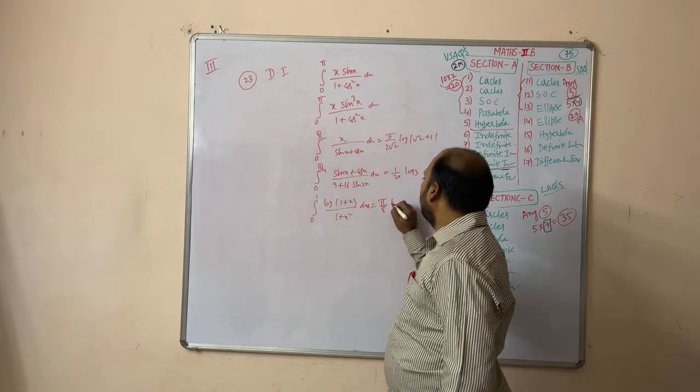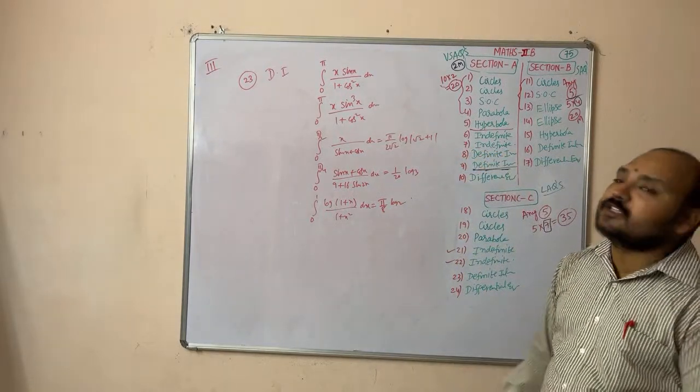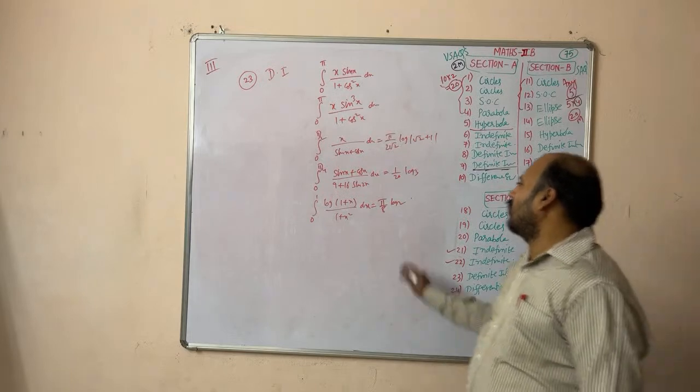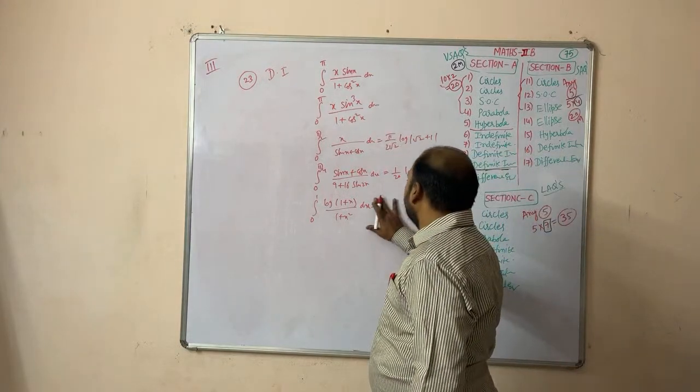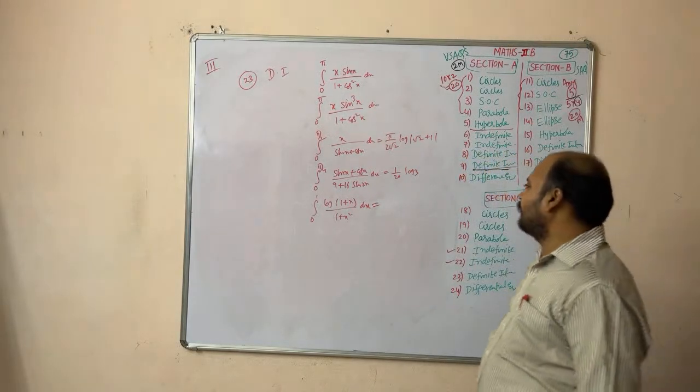Pi by 8 into log 2. We may expect questions like this from students. Not pi by 8. Yes. Otherwise, find the value. This is 1 by 20 into log 3, that I remember.